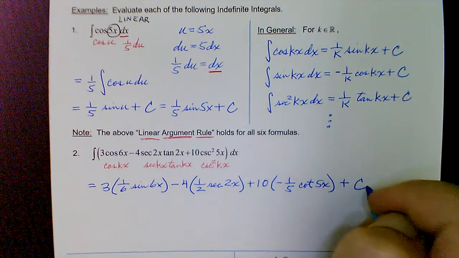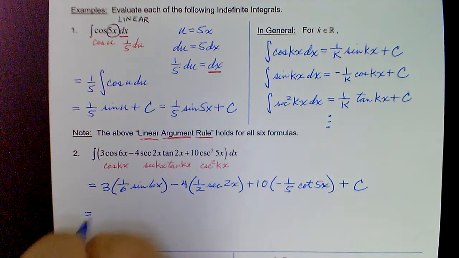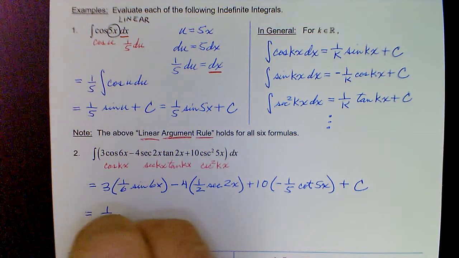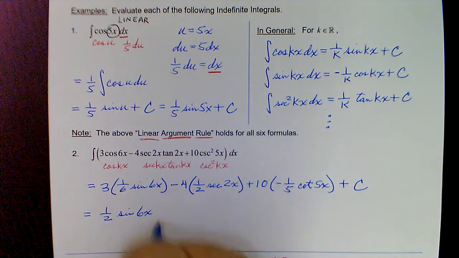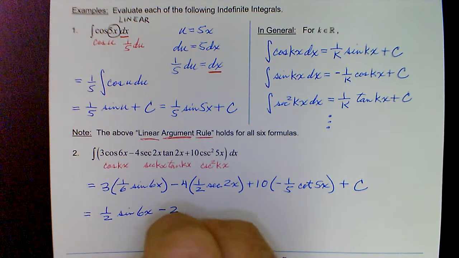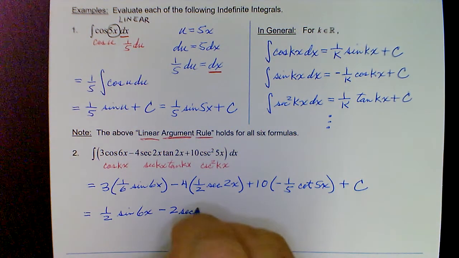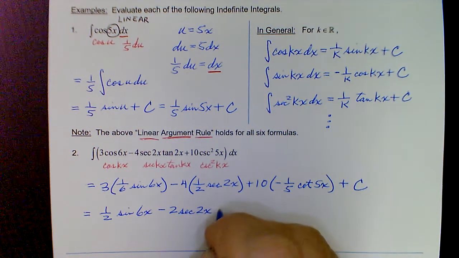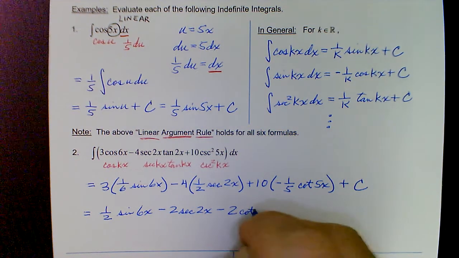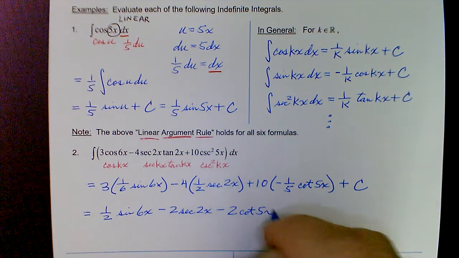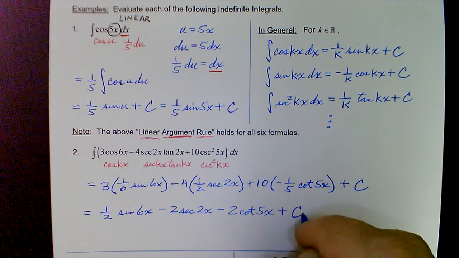and add our generalized constant. And I designed this so we get some nice cancellations here, just to make it look a little pretty. So 1/2 sine 6x, minus 2 secant 2x, and minus 2 cotangent 5x, and plus our constant, of course.